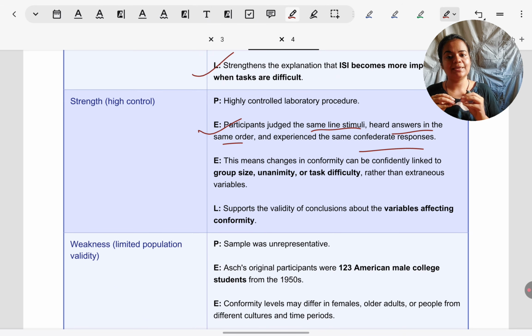So we cannot say that the results which Ash got were because of some inconsistency in his procedure, because he exposed different participants to different conditions, and that's why some of them showed conformity, some did not. That was not the case. The experiments were always very standardized. And that is why the findings were very consistent. And all the variables we have seen, we can rely on them for being the correct variables that influence conformity.